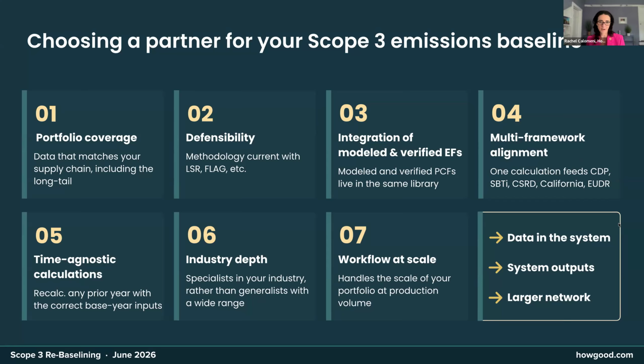The second, system outputs, is asking whether the same underlying calculation can answer every disclosure you owe today and 3 years from now. Multi-framework alignment to SBTi, CDP, and your largest retailer's question. If the system can't manage them all, you're maintaining parallel systems and calculations forever, and you don't want to be doing that.